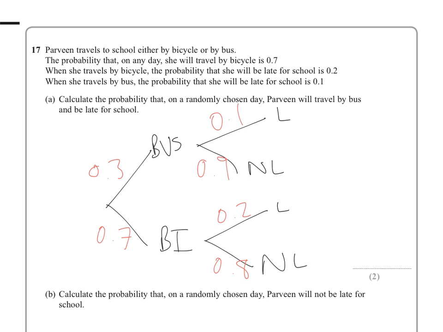Therefore not late, 0.9. Part A, calculate the probability that on a randomly chosen day Parveen will travel by bus and be late for school. So travel by bus and be late, this one here. So travel by bus, 0.3, and is multiply, be late, 0.1, which gives me 0.03.